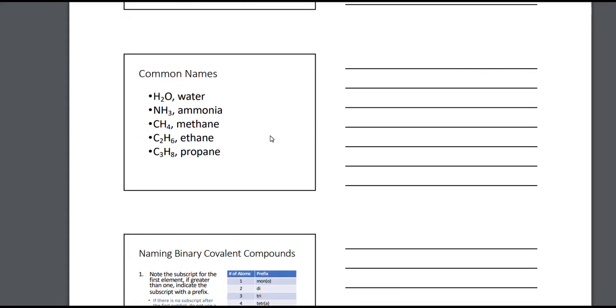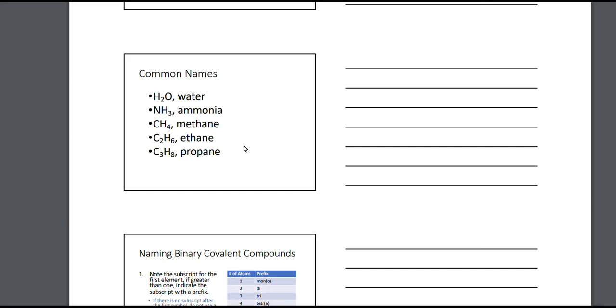Okay? So here are some of the common names for covalent compounds. I'm pretty sure you heard of all of these, if not all, probably most of them. For example, water, H2O, and it is covalent, right? Because oxygen and hydrogen both are nonmetals. Same thing with nitrogen and hydrogen forming ammonia. Methane, ethane, and propane, these hydrocarbons are also covalent compounds because carbon and hydrogen both are nonmetals.